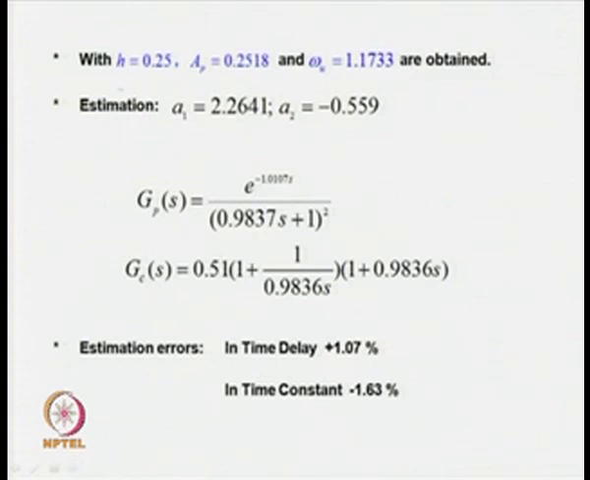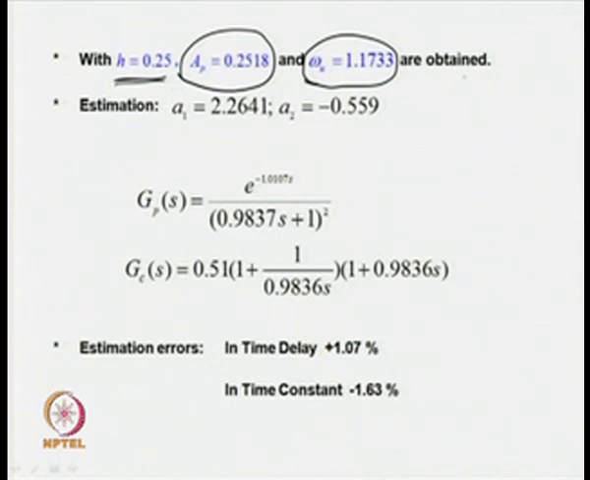So, when a relay with a setting of 0.25 is connected in parallel with the controller, the limit cycle output results in a peak amplitude A p equal to 0.2518 and a frequency of 1.1733. Using A p and omega u.